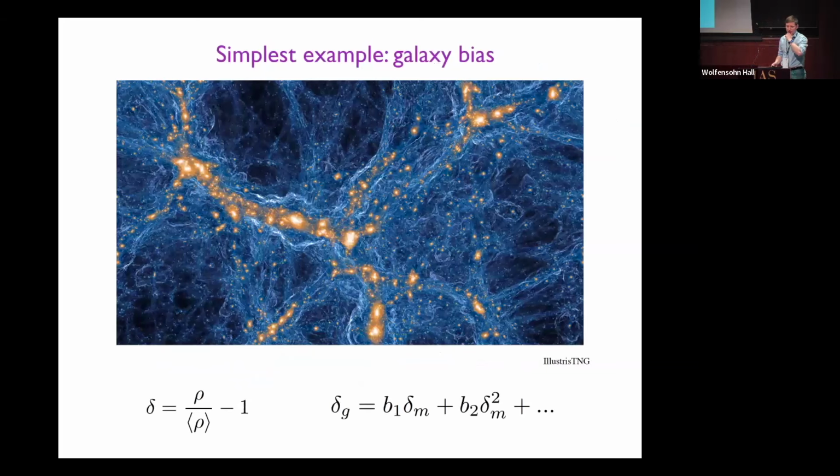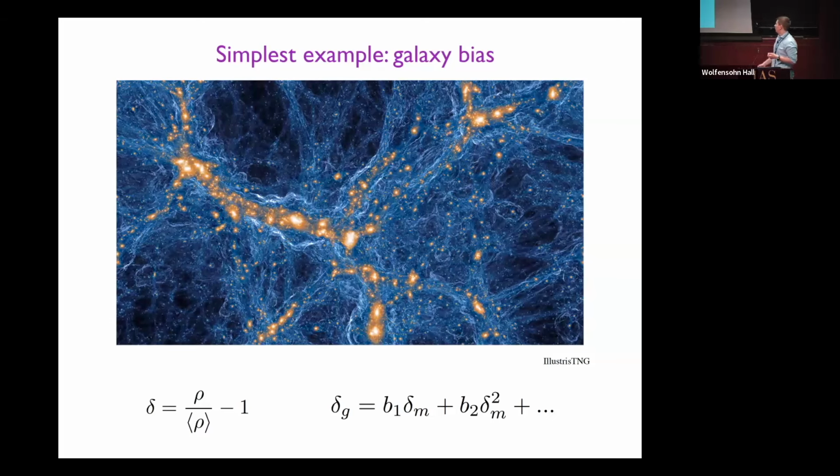To really introduce properly what these loops are that I'm talking about, let's take a look at the simplest example that produces loops in large-scale structure, and this is the galaxy bias, or the relationship between the observed galaxy field, observed galaxies, and the underlying dark matter field.